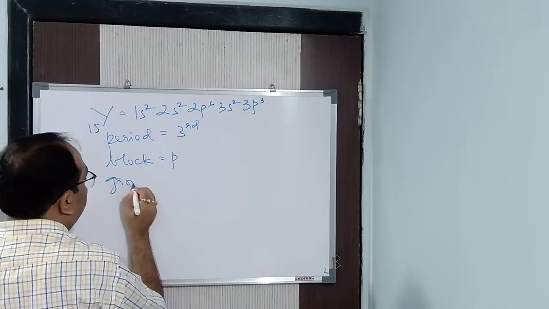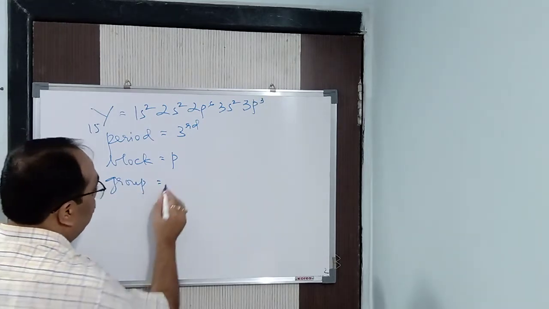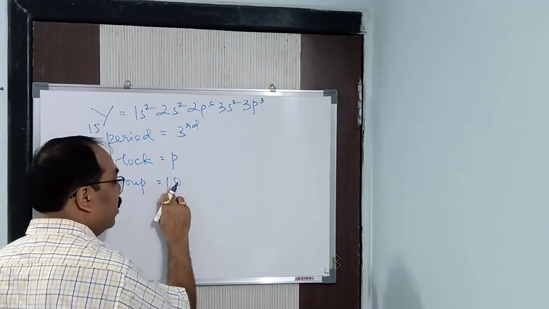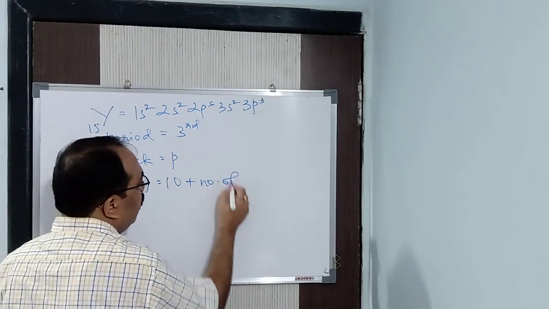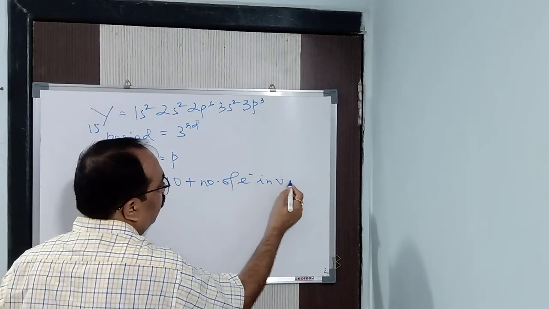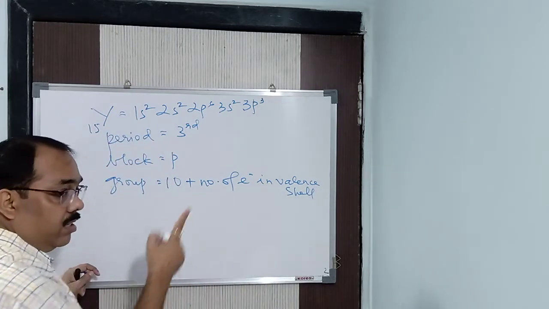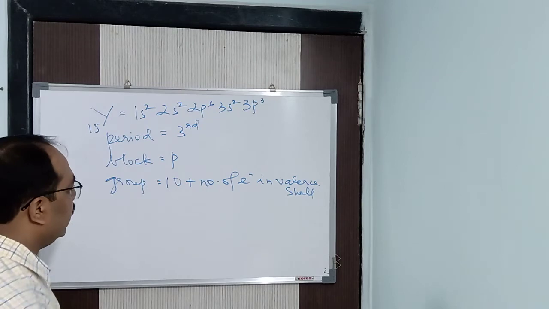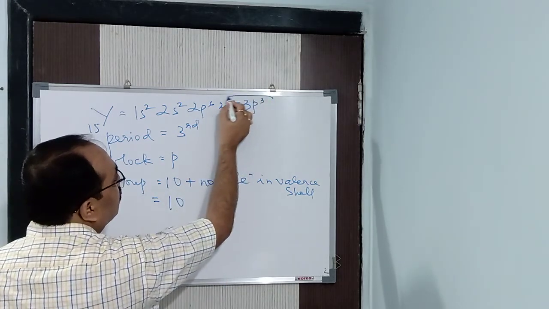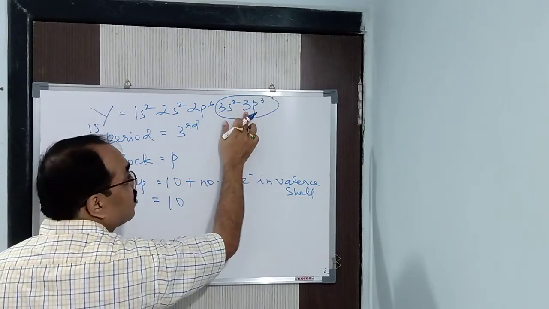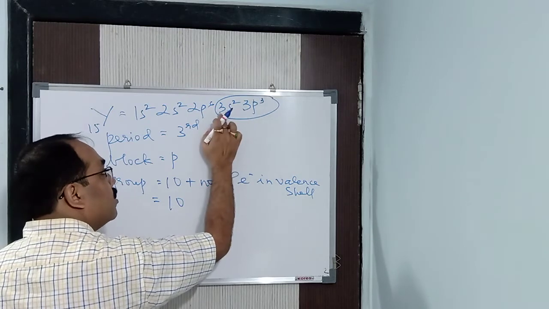Then after that, the group. Now here the formula is, listen carefully, 10 plus the number of electrons in the valence shell, for the P block. If an element belongs to the P block, then to find the group, the formula is 10 plus the number of electrons in the valence shell. So what is the number of electrons in the valence shell? This is your valence shell. S and P are the subshells, mind it.